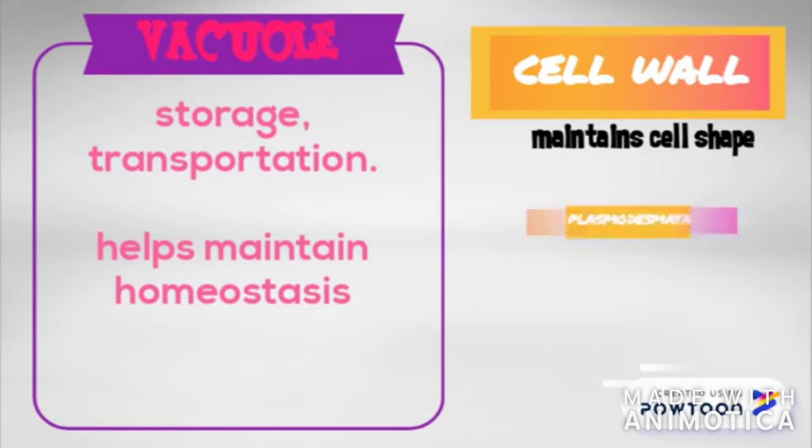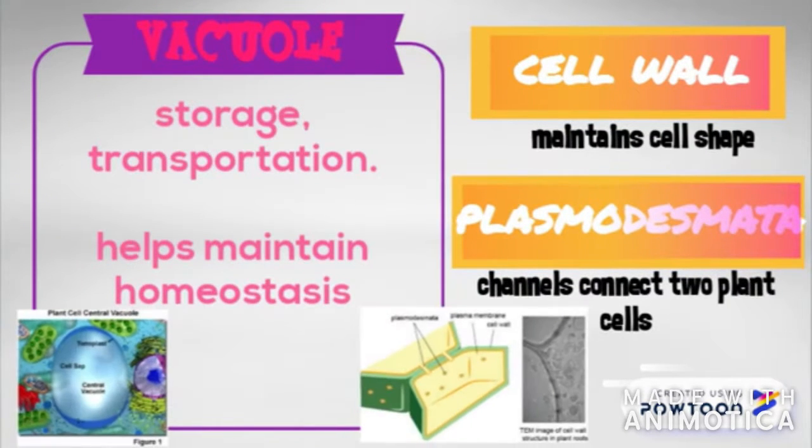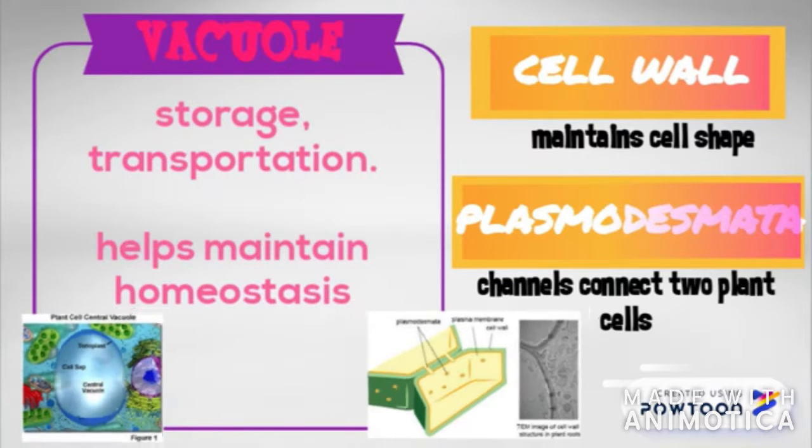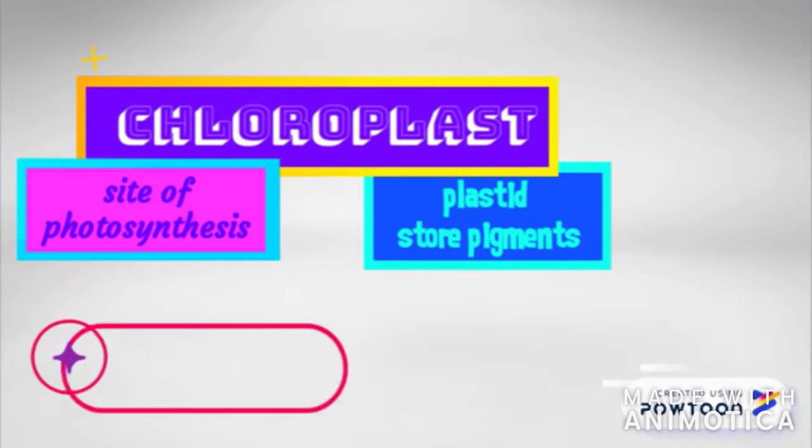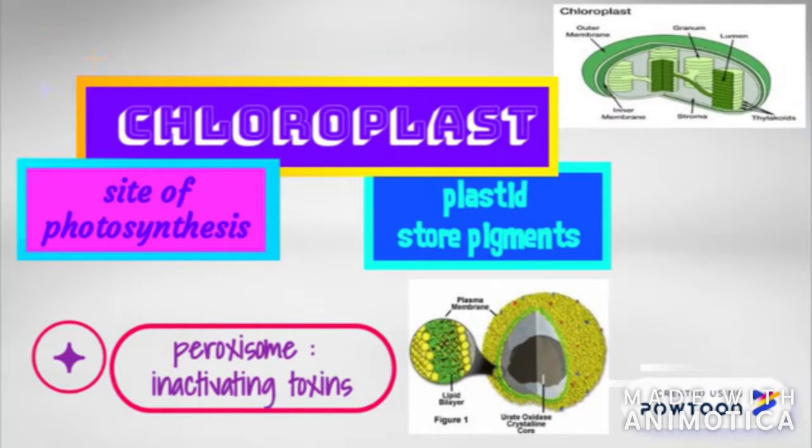The function of the cell wall is to maintain cell shape. Plasmodesmata are the channels that connect two plant cells. Vacuole is for storage and transportation. It also helps maintain homeostasis. The chloroplast is the site of photosynthesis, and it is also a plastid that stores pigments. The function of peroxisome is in inactivating toxins.